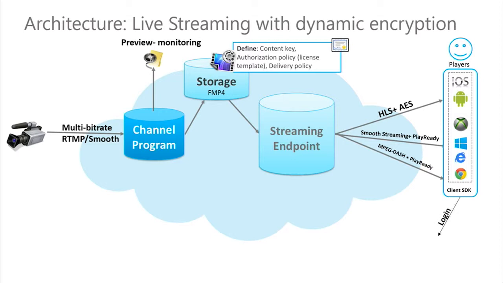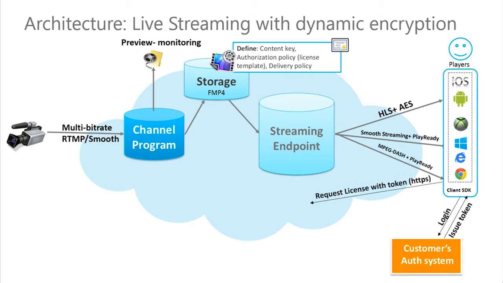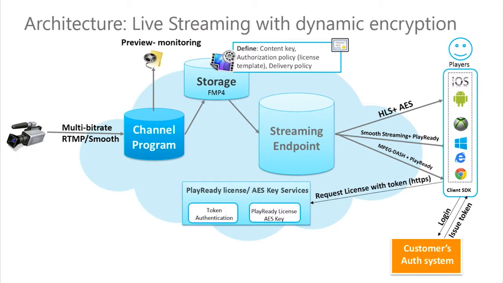If you choose the token authorization policy, your player will log in with your own authentication system. And once they are authenticated, you could give them a token. And the player will use the token to ping our license or key services front end to request a license with the valid token. And if we think the token is valid, we will return the player the correct license or AES key for the player to decrypt the content, so the live stream gets played on the player or the devices.